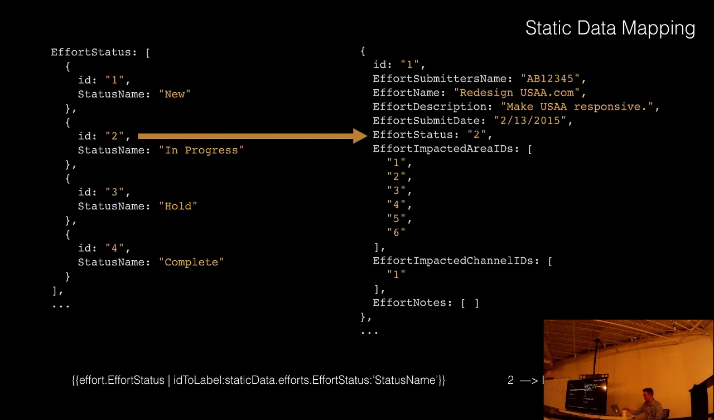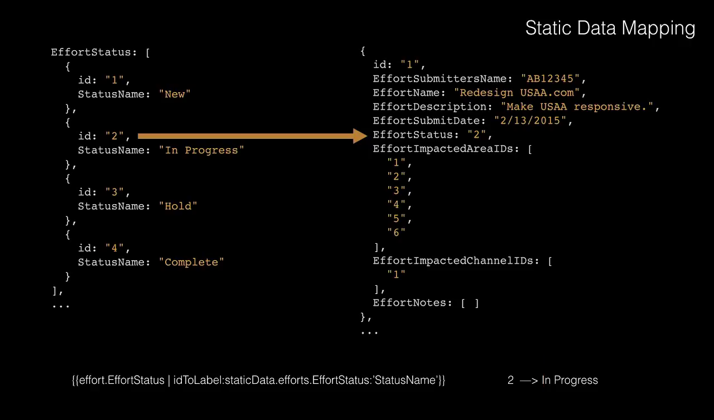And then down there on the bottom, you can see basically how that filter is being run. So basically getting the status ID, and then my filter is called ID to label, and I'm passing in static data.effort status, and then I want the return value of status name.